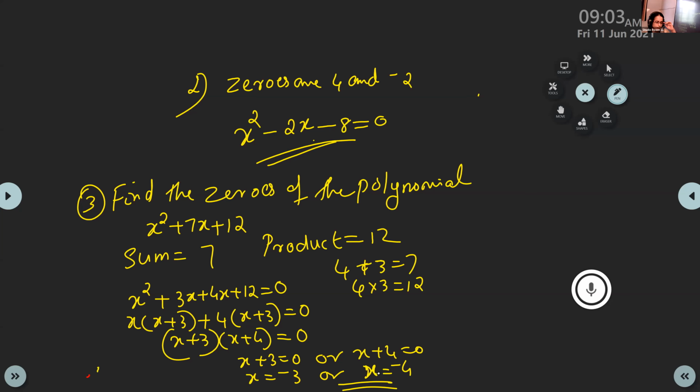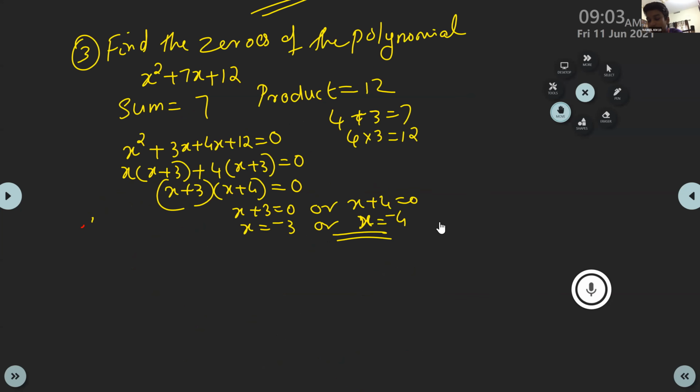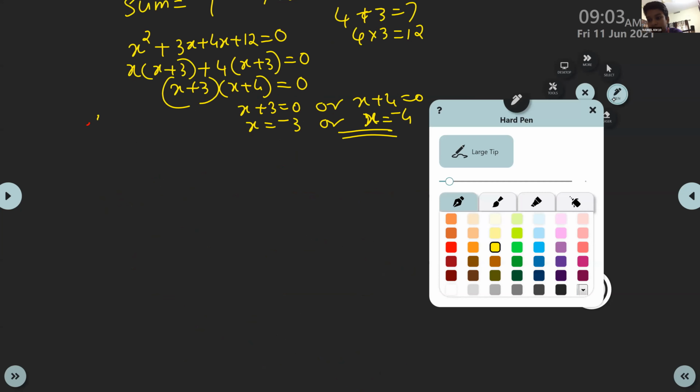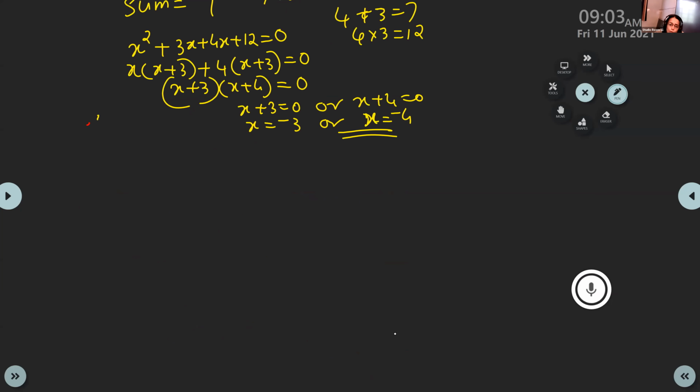What did you ask? That we can use for a quadratic polynomial. Yes, that is also the quadratic formula. So yes, for solving a quadratic polynomial, you can use the quadratic formula also, or splitting the middle term you can do.